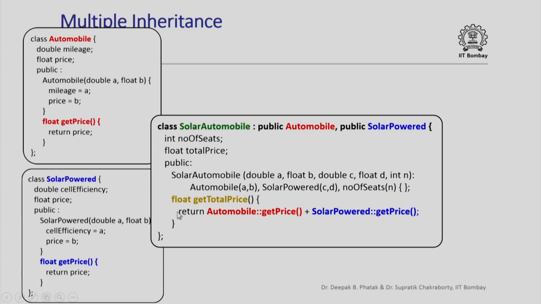And here is a member method of the class solar automobile. Here what I want to do is get the price from the base class automobile, get the price from the base class solar powered, and add them up together, but of course the same method name get price is being used in both. So how do I unambiguously specify which of these member functions I want? I am going to use the scoping operator here. So I will say please invoke get price for the base class automobile, please invoke get price for the base class solar powered, add them up and then return that as the return value for this member function get total price of the derived class solar automobile.